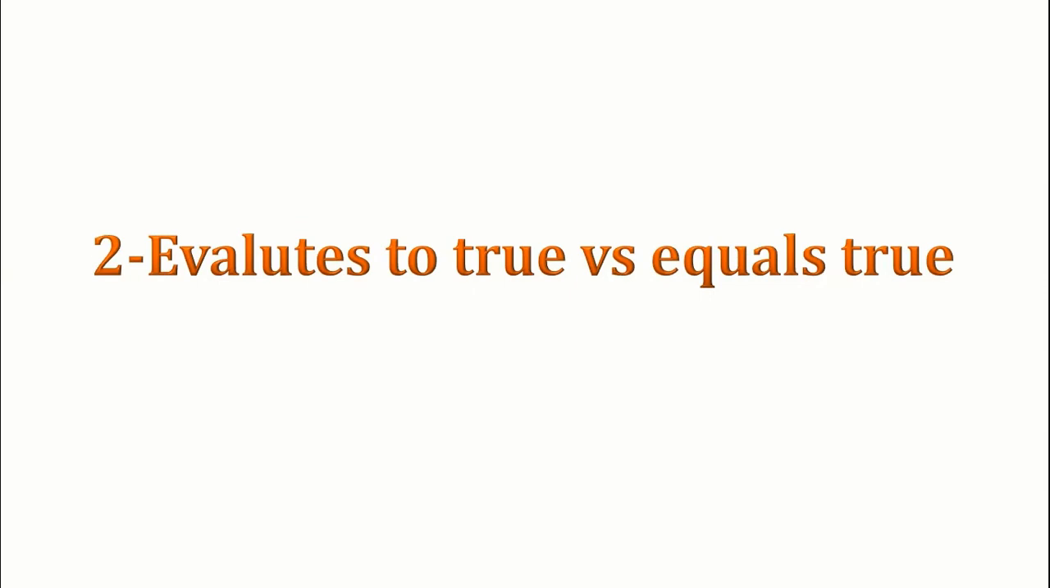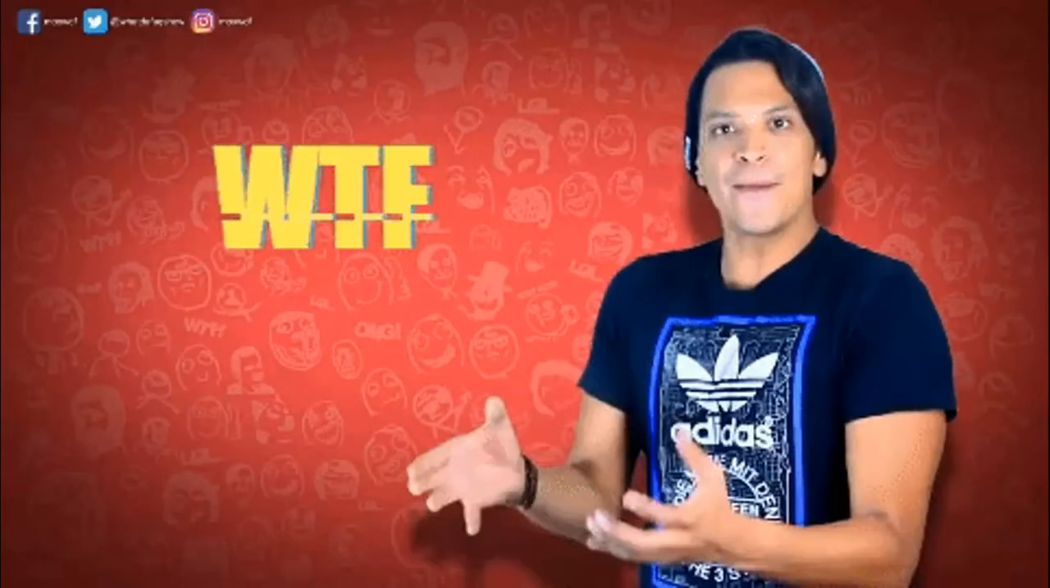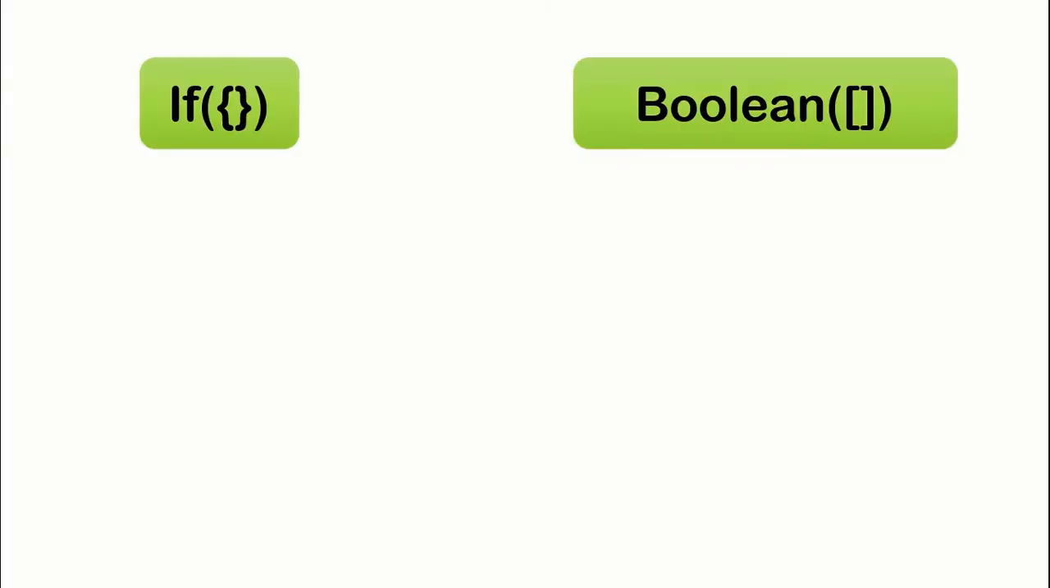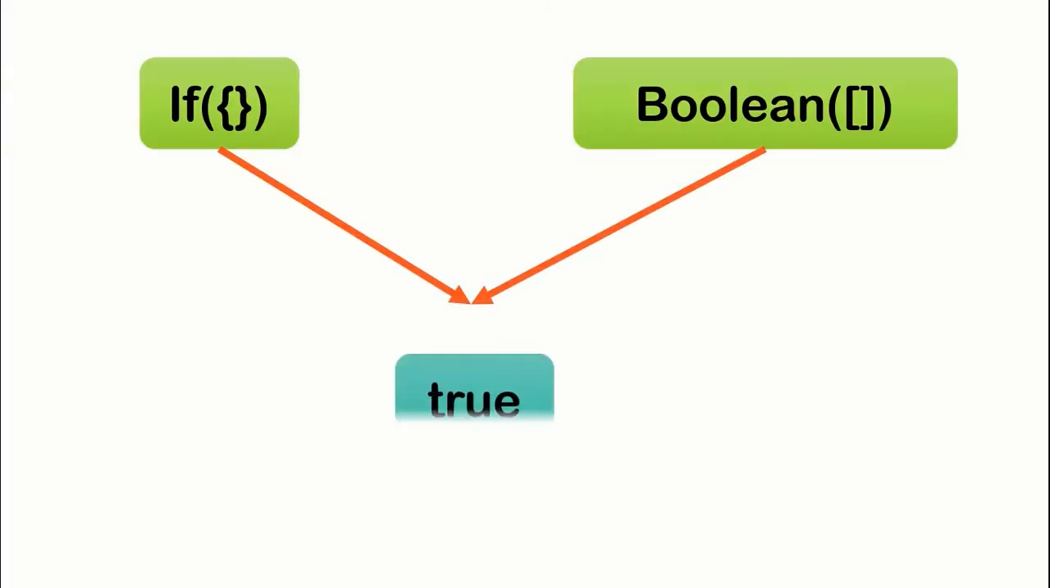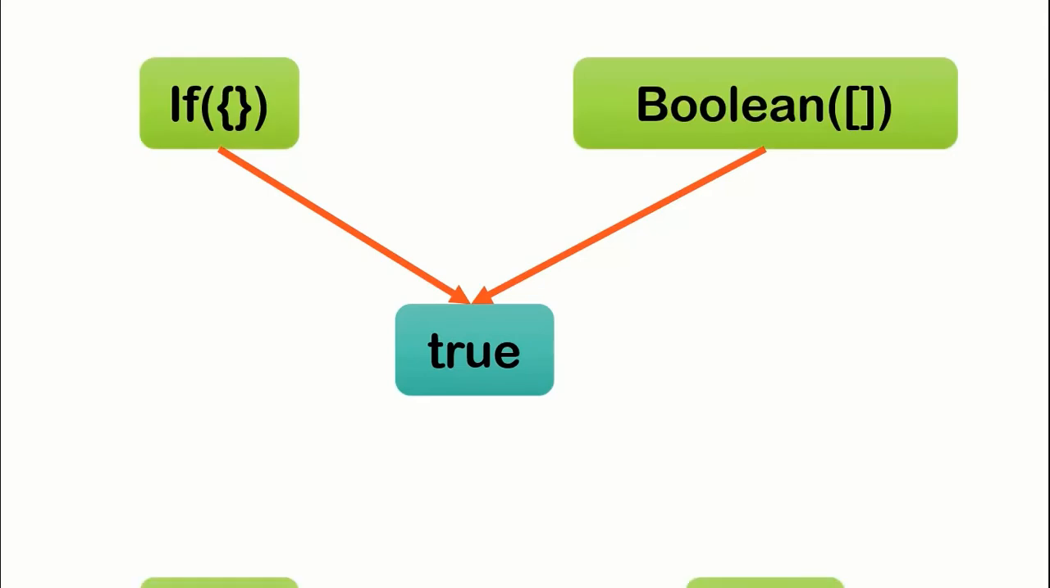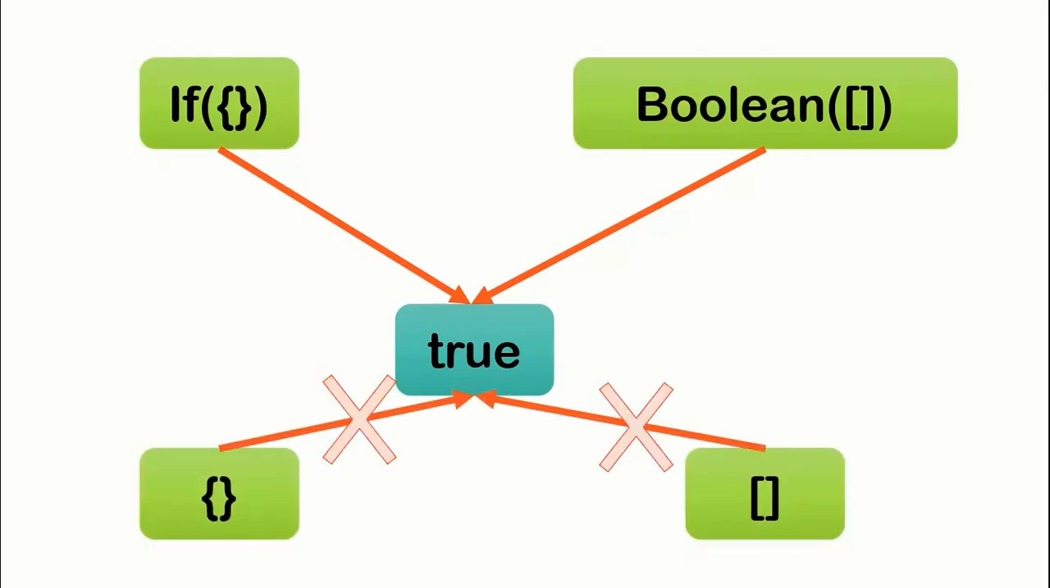Evaluates to true versus equals true. Are these statements true? It evaluates to false. Let me explain. Although an empty object or array both evaluate as true in a Boolean context, when we use double equal, some implicit coercion is performed. Since true and an empty object don't have the same type, JavaScript will convert them to numbers in order to compare.